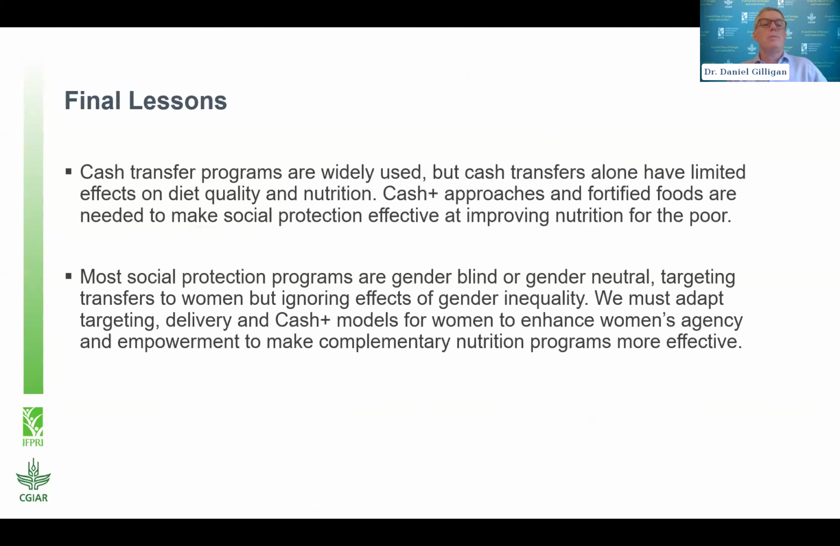I'll just finish up by noting that cash transfer programs are widely used, but cash alone is not going to get us there in terms of achieving what we need for nutrition. Cash plus approaches and things like graduation models are really essential. I'd also add that many of the designs of social protection programs are actually gender blind or gender neutral. They don't focus so much on the status of women. The PSNP in Ethiopia helpfully has gone much further than that. And we found that making programs gender sensitive is also key.